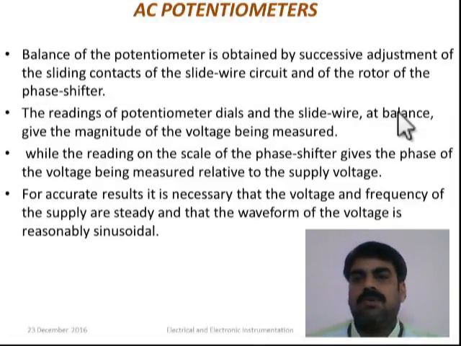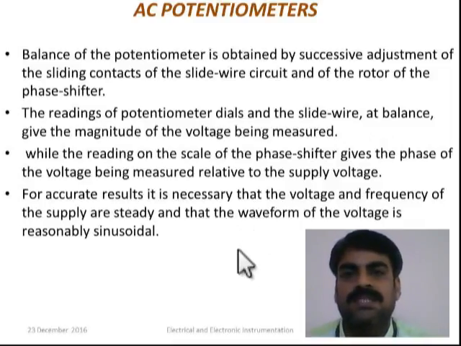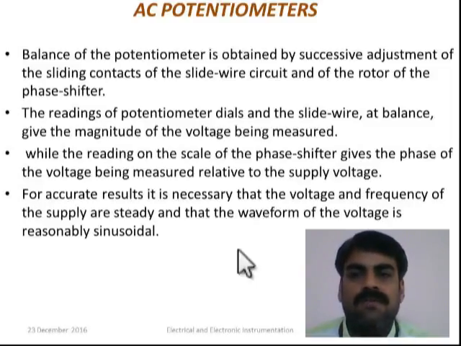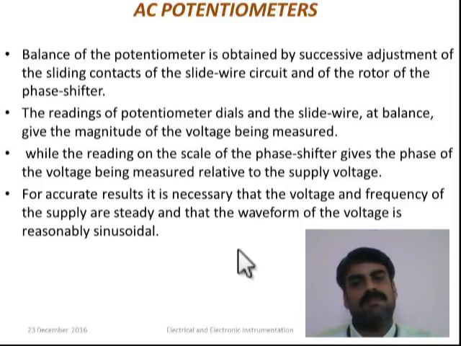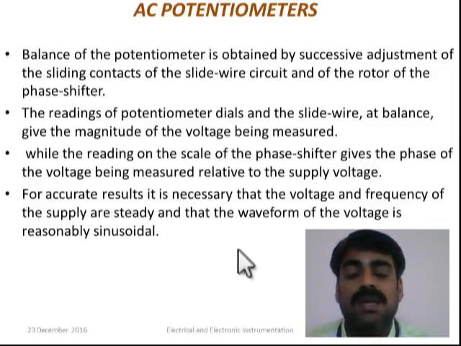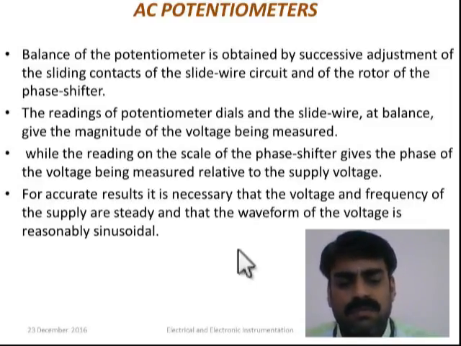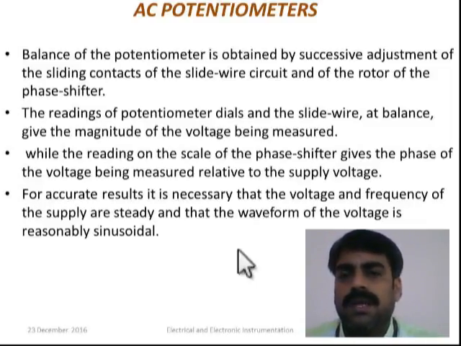And balance of the potentiometer is obtained by successive adjustment of sliding contacts of the slide wire circuit and of the rotor of the phase shifter. Finally, the readings of the potentiometer dials and slide wire at balance give the magnitude of the voltage being measured, while the reading on the scale of the phase shifter gives the phase of the voltage relative to the supply voltage. For accurate results, it is necessary that the voltage and frequency of the supply are steady, and that the waveform of the voltage is reasonably sinusoidal. So by this we are able to get a direct reading type AC potentiometer.